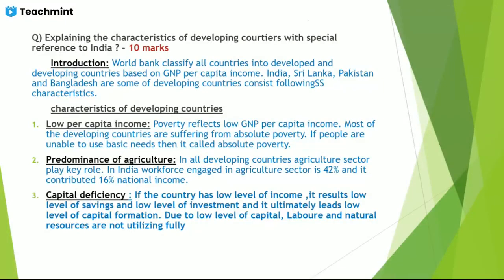Let's see the introduction first. For every 10 marks question, we must write a good introduction. The World Bank classifies all countries into developed and developing countries based on GNI per capita income. GNI means gross national income. How can we get per capita income? If we divide this gross national income by the population, then we can get GNI per capita income.